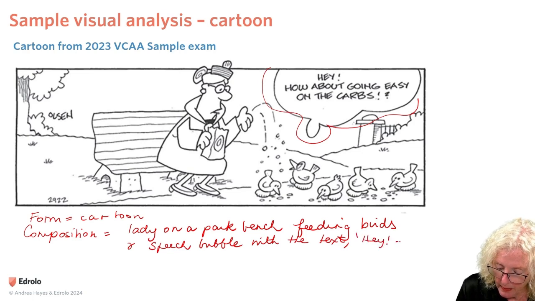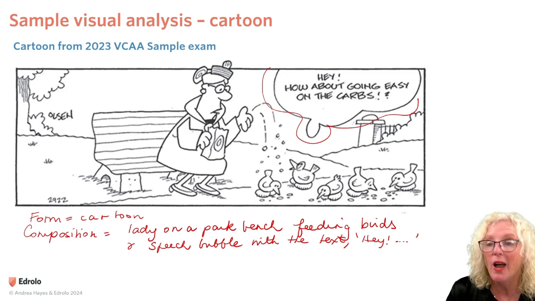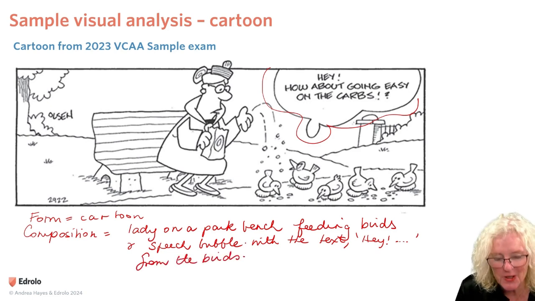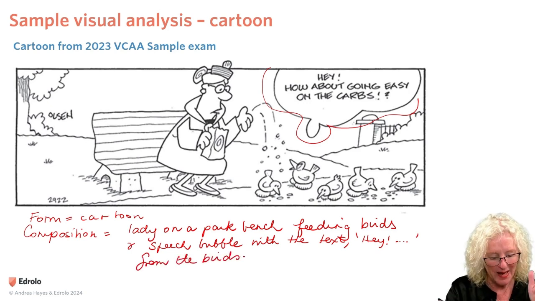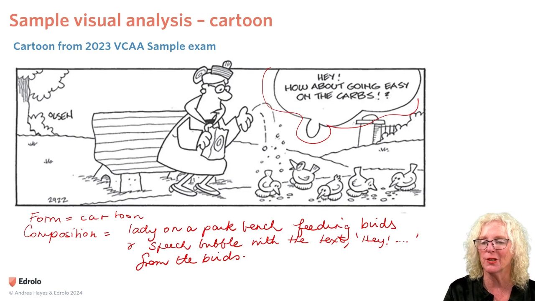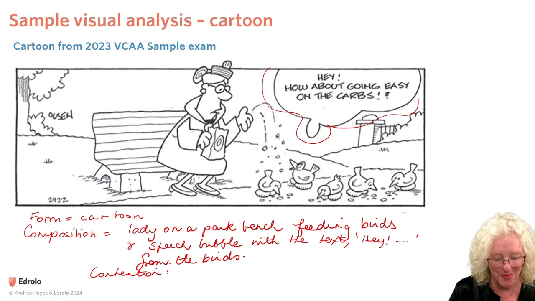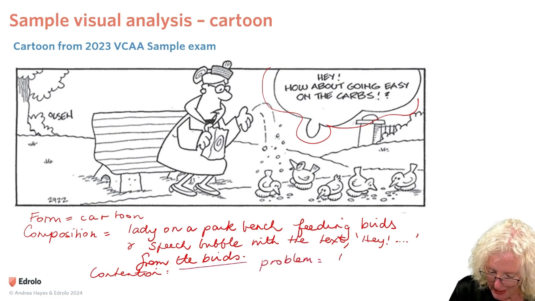And you can quote the text if you want. "Hey, go easy on the carbs." It might be an idea to say from the birds. So it's not the lady saying that, it's the bird. When we analyse, we're looking at the form, the composition, and the speech bubble is part of the composition. So the contention here, just with this cartoon, is clearly there's a problem feeding the birds. That feeding birds is a problem.